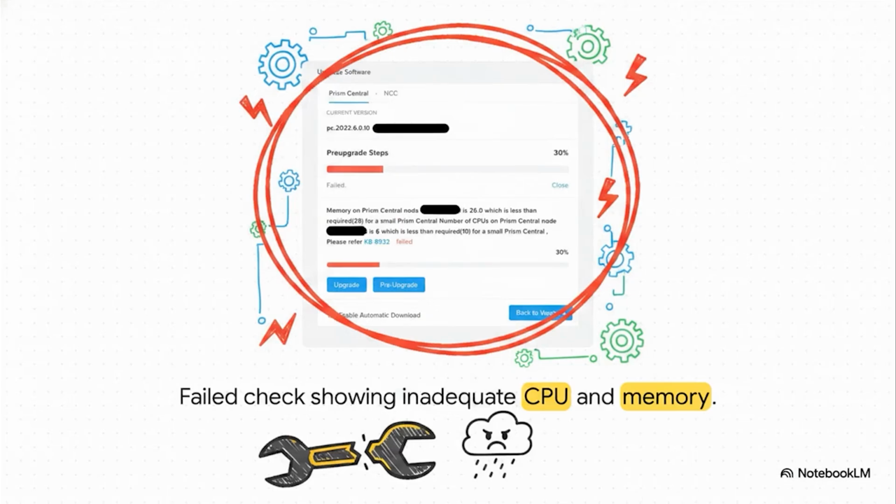And check this out. This is what a hard failure actually looks like in the real world. See that red text? It's explicitly warning the admin that the memory on the Prism Central node is sitting at 26 gigs, which is under the required 28 gigs, and the CPUs are at 6, falling short of the required 10. The upgrade literally cannot proceed. Trust me, as an infrastructure admin, you do not want to be staring at this error during a tight maintenance window. You want to know those sizing requirements way ahead of time.